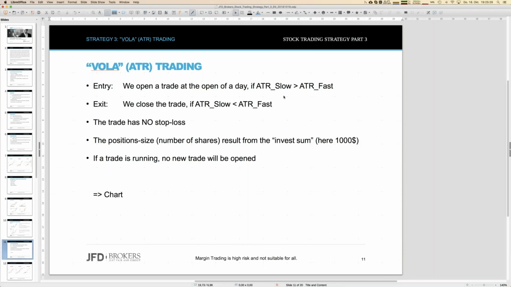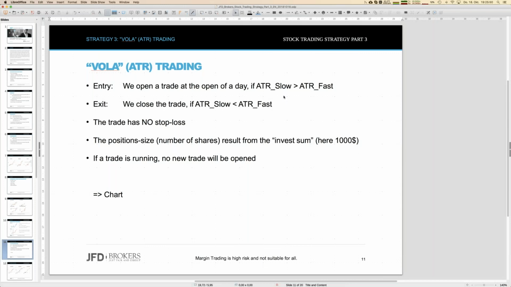Because the ATR has a period. So we can have a slow one and a fast one. Slow is always related to higher periods, let's say ATR 200, and another ATR which is maybe only 20 or 50 that period.